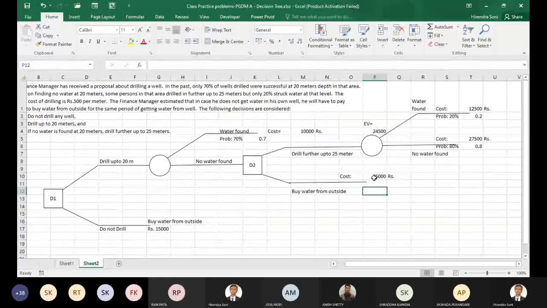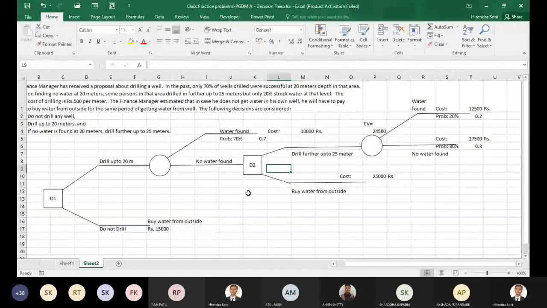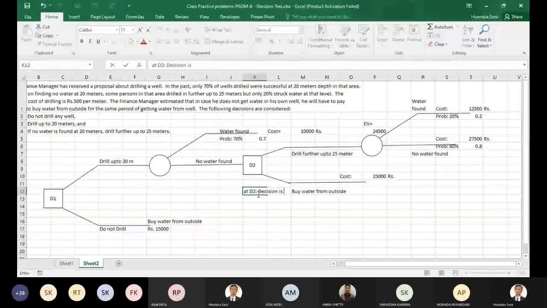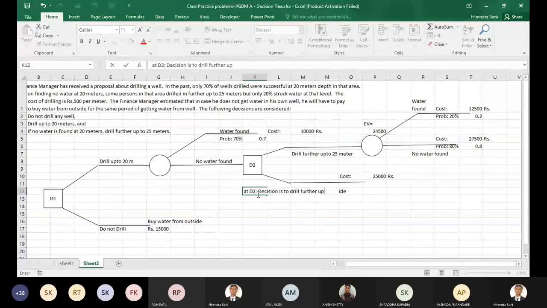Hello? Since it is cost, we are going to take the lower value. If it would have been a profit, we would have taken the higher value of the two. So here at this decision point, since this is a lower cost, at this juncture, that means at D2, the decision is to drill further up to 25 meters.